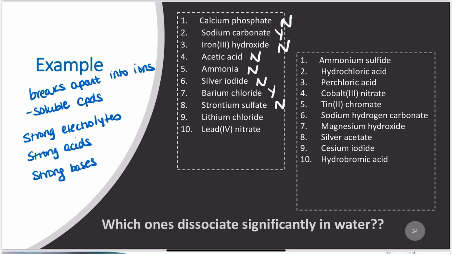Lithium chloride. Chloride ions are usually soluble in water, and lithium's a group 1 metal, always soluble. Lead 4 nitrate. Lead 2+ is an exception in many of our cases. Lead 4 is not listed at all, and nitrate is always soluble. Ammonium sulfide. Ammonium, always soluble. Hydrochloric acid is a strong acid, so yes, it will dissociate. Perchloric acid, strong acid. Cobalt 3 nitrate, nitrates are always soluble.